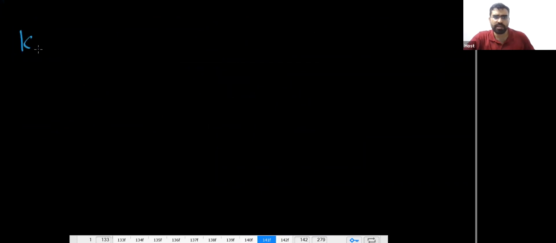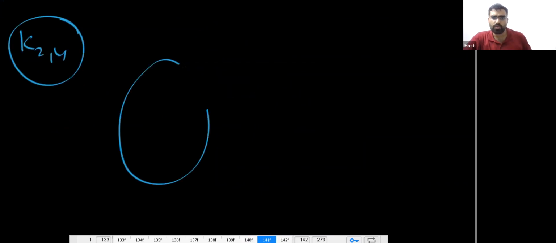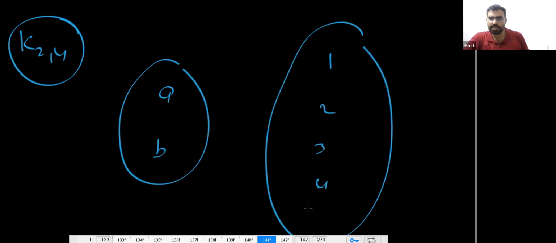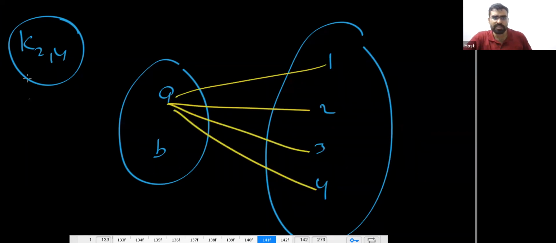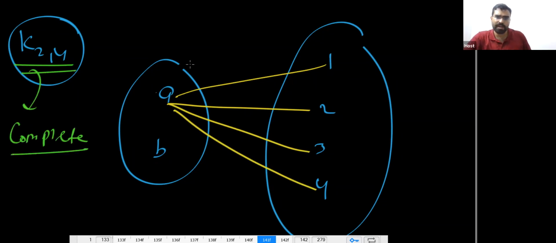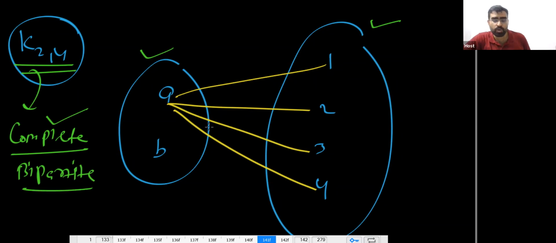What is K24? K24 means you have two vertices here and four vertices here. This is a complete bipartite graph, which means two elements on one side, four on the other, and it should be complete. That means all the possible edges must be there. Don't put an edge within a part, because it should be bipartite. It should be complete, so you put all the possible edges.